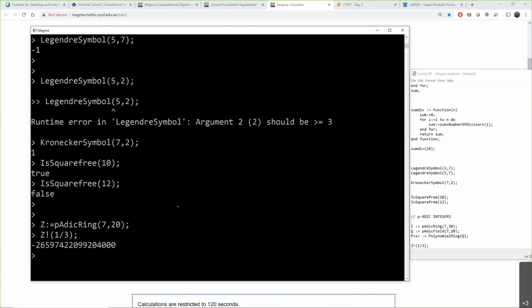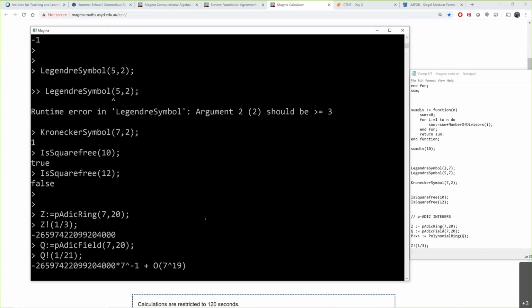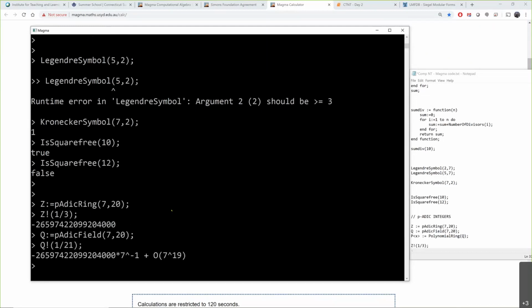as an integer. So it puts all the powers of the unit, and then the coefficient of 7 squared, 7 cubed, it's added all up into one integer, and that's how Magma stores p-adic integers. Okay, I can also do a p-adic field for 7 and 20. So now I should be able to talk about 1 over 21. And now you see that, yep.